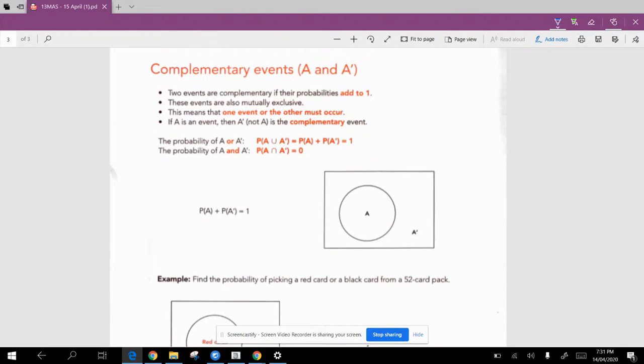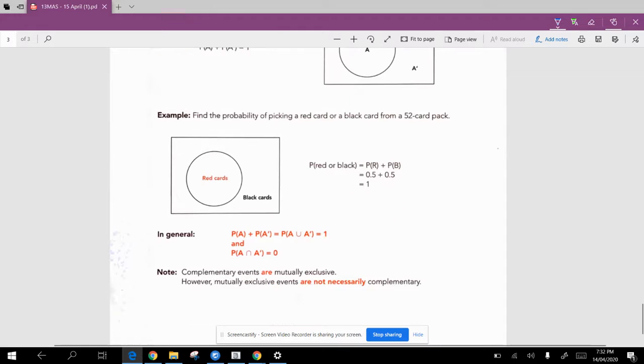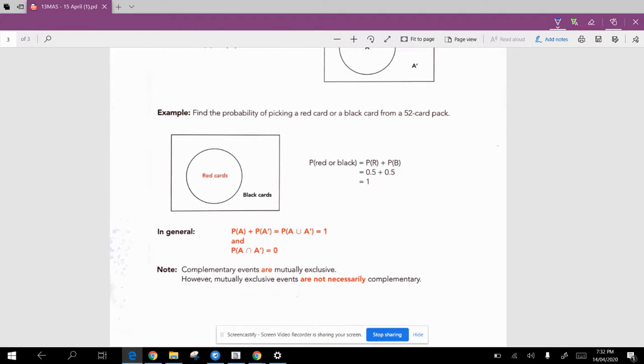Two events are complementary, and this is probably what I said before about raining and not raining. Both of the probabilities add to get 1. It's certain that it's either going to rain tomorrow or not rain. These events are also mutually exclusive. So the probability of A union A dash, remember we looked at this at the end of last term, added together equals 1. So the probability of picking a red or black card from a 52 card pack must be 1 because they're either red or black.